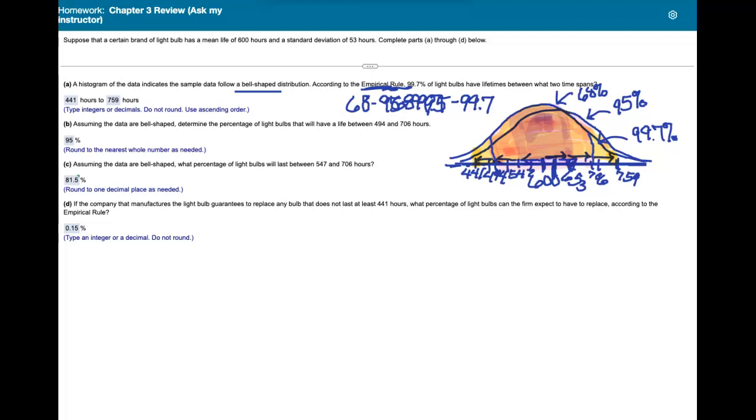That's 95%. Assuming the data is bell-shaped, what percentage of light bulbs will last between 547 and 706? So that's one standard deviation to the left, but two to the right. So what we do know is that this little piece right here, from 547 to 653, is 68%. And the nice thing about a bell-shaped curve is that it's symmetric.